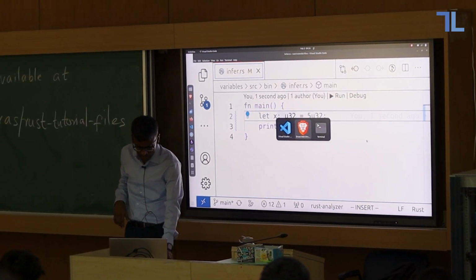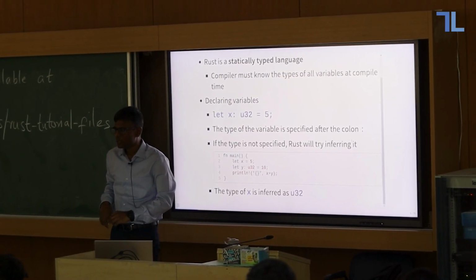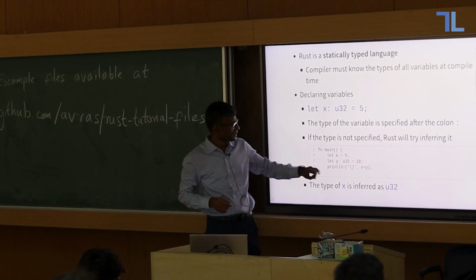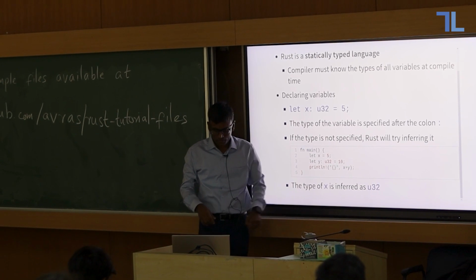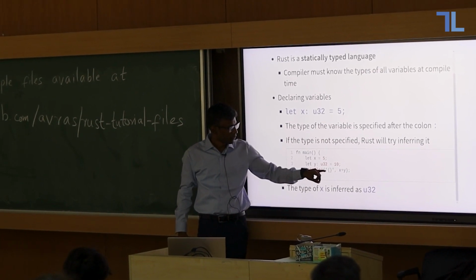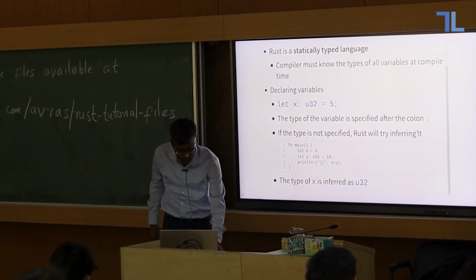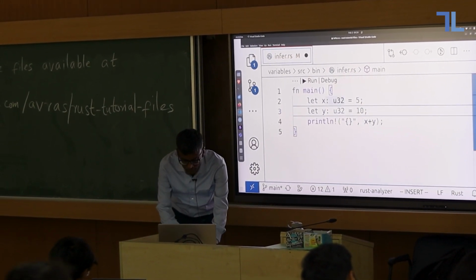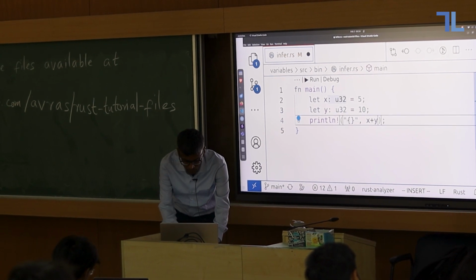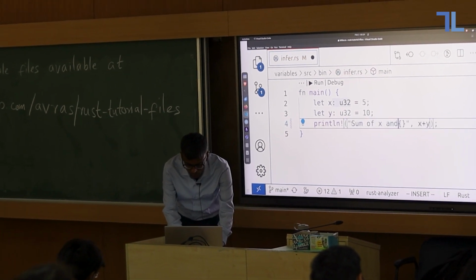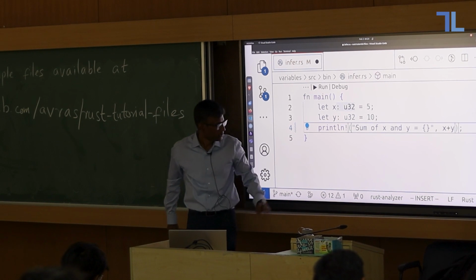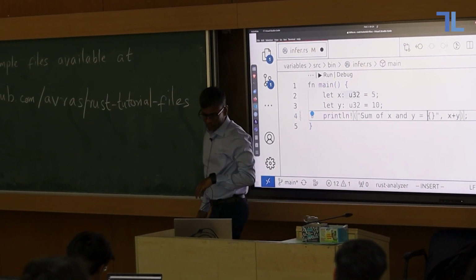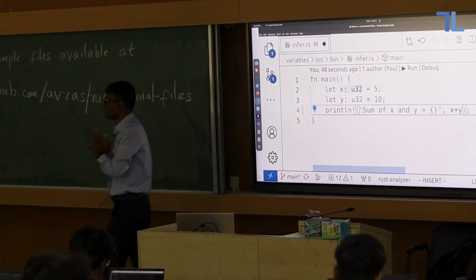Any questions about this type inference? Yeah. It's just for printing, it's a placeholder. Suppose I want to put a string there. Wherever the curly braces are, the value of the expression which is here will be inserted. Any other question?